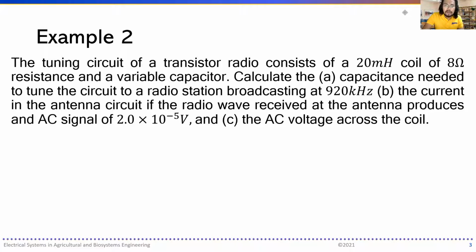So what's being asked is the capacitance needed to tune the radio station to a certain frequency, 920 kilohertz. The second information required is the current in the antenna circuit if the radio wave received at the antenna produces an AC signal of 2.0 times 10 to the negative 5 volts. And lastly is the AC voltage across the coil. I think all of the given are provided.